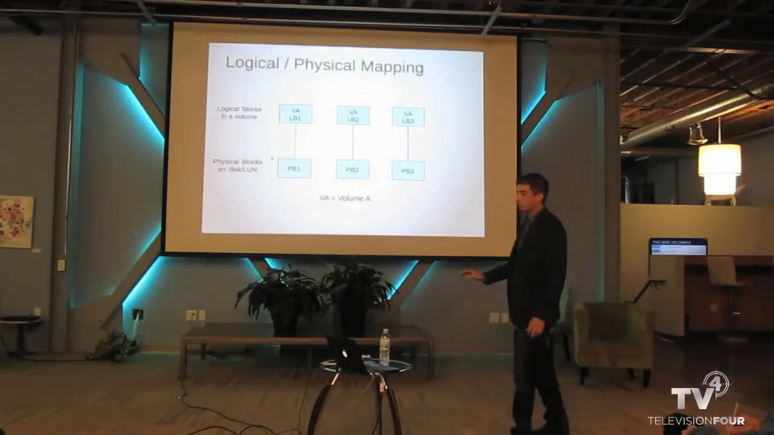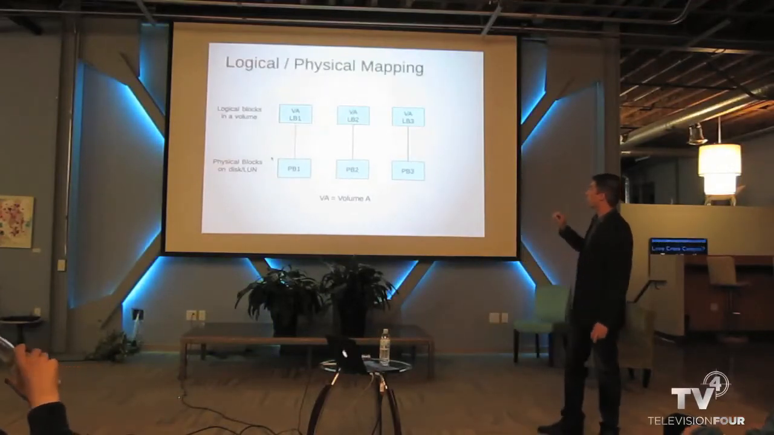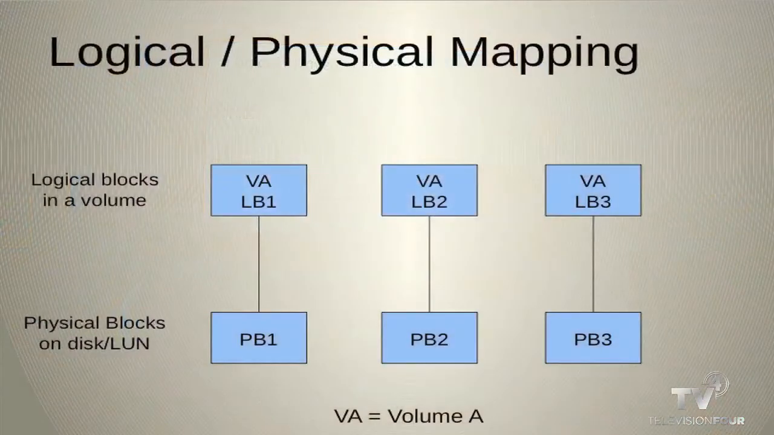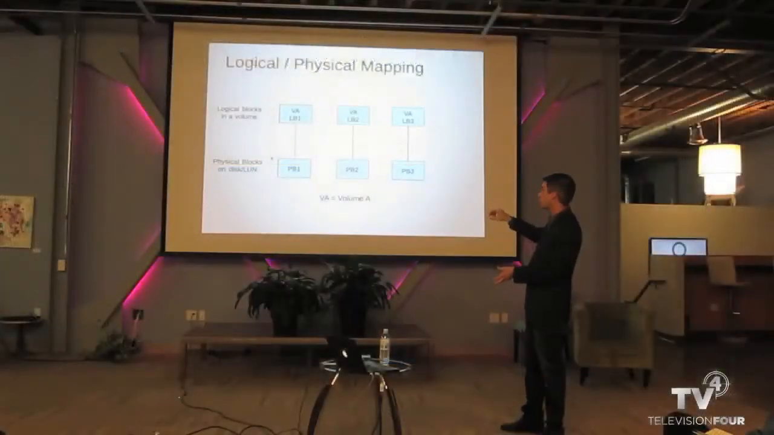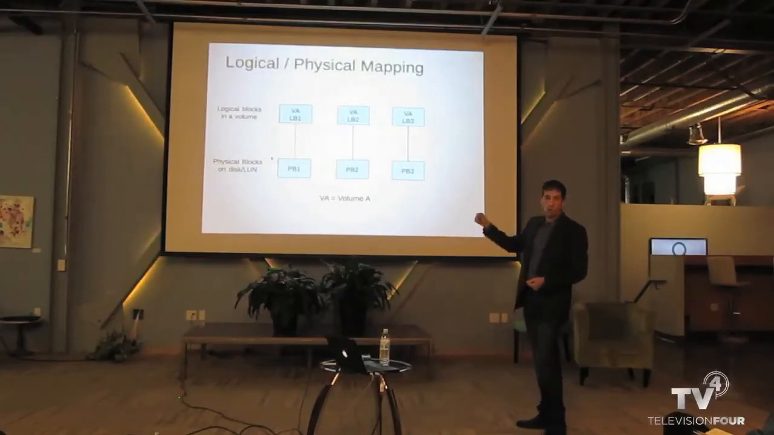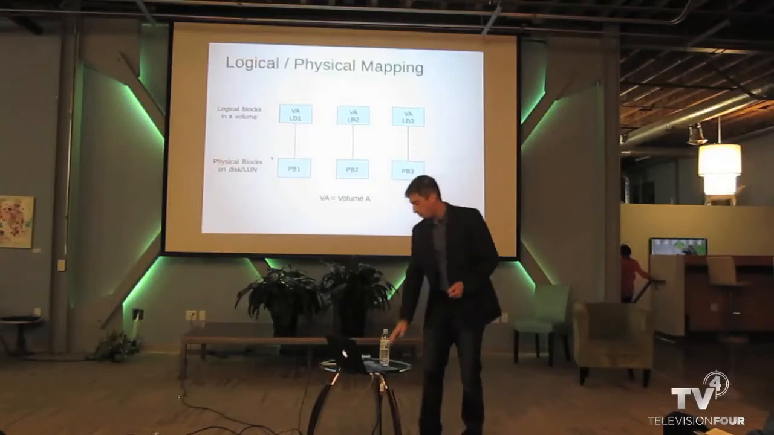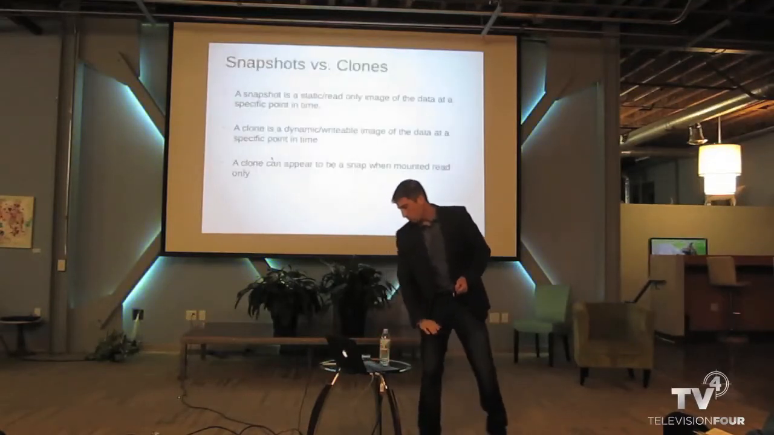So just to talk a little bit more about how this works. VA will stand for volume A. So we're just talking about one volume here. And what we're doing is we're mapping logical blocks to physical blocks. Remember how we had the diagram? We've got a physical block on disk, and we've got these logical blocks. So LB1, logical block 1, PB1, physical block 1. Pretty easy. What starts to happen is we want to take something called a snapshot.